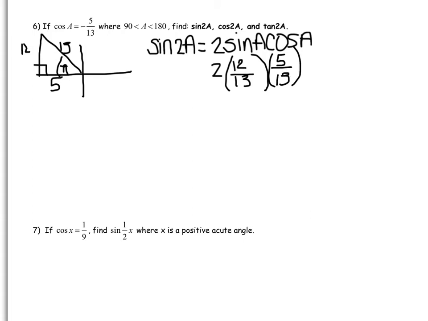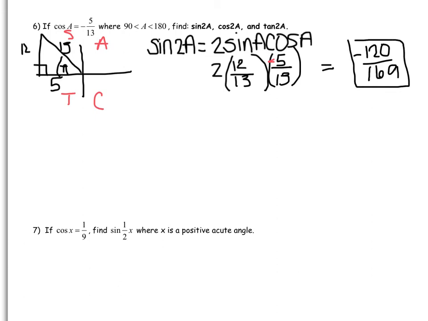Now, what do I know about cosine, though, in the second quadrant? I know that this is A, S, T, C. The only thing that's positive in quadrant 2 is sine. So therefore, cosine has to have a negative. So if you put that into the calculator, just the way you see it, and reduce the fraction, you should get negative 120 over 169. That would be sine of 2A.